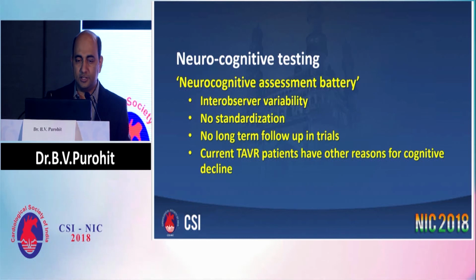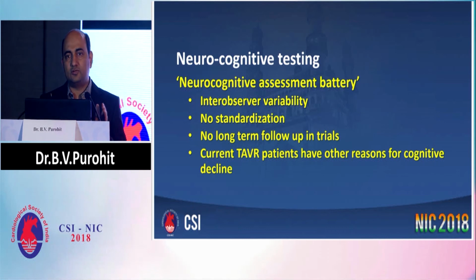And then there is the issue of testing the neurocognitive function. There is a large observer variability in this. So what is the protocol to be followed across all the subgroups? That is where you will have a uniformity of data which is coming up, and then you can analyze and interpret that.